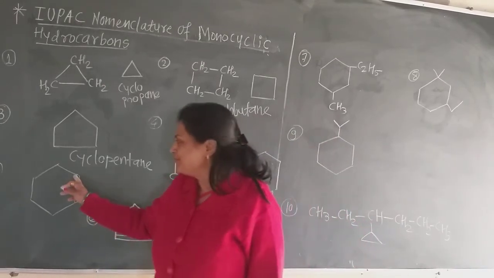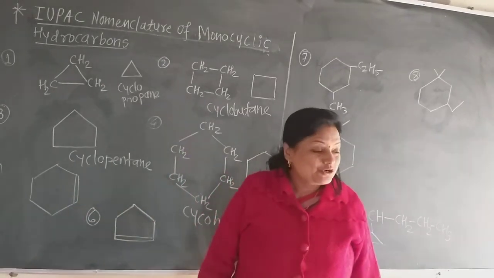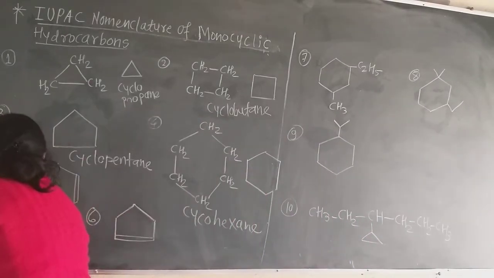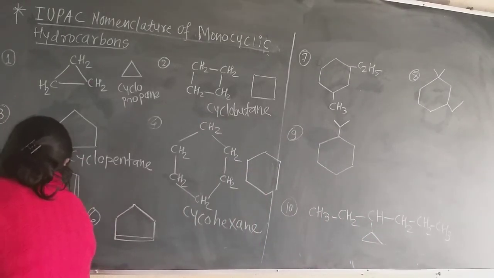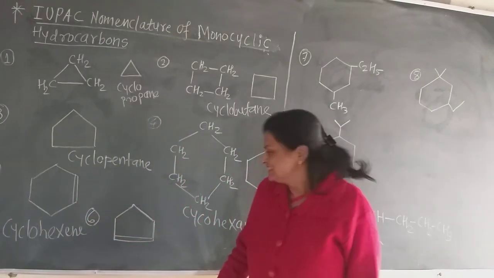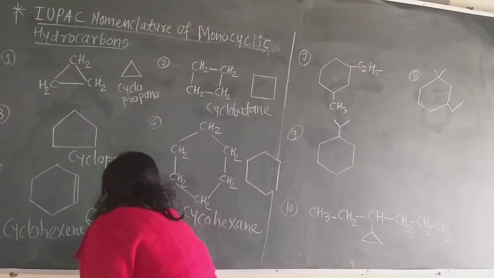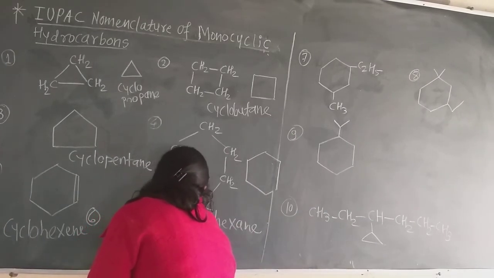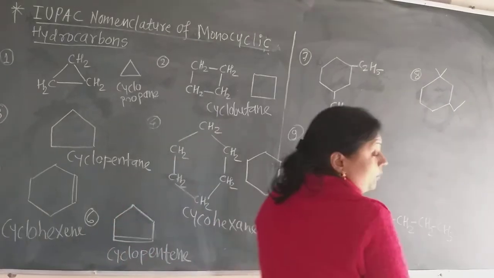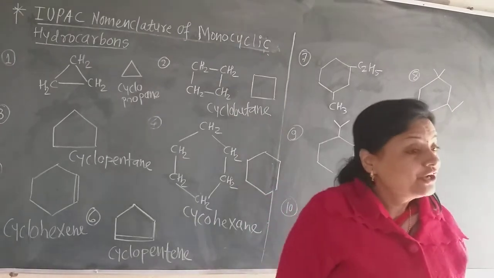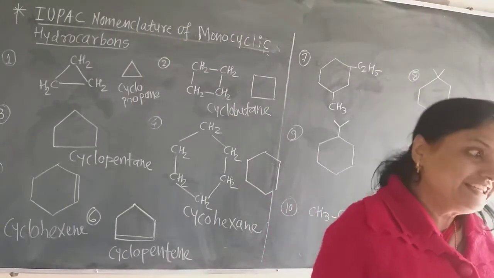Now see this 5th example. Here one double bond is there, so it is cyclohexene. En is there. Cyclohexene. Yes. And what is the name of this? Cyclopentene. Yes, the name of this compound is cyclopentene. Now see such monocyclic rings which have an alkyl substituent.